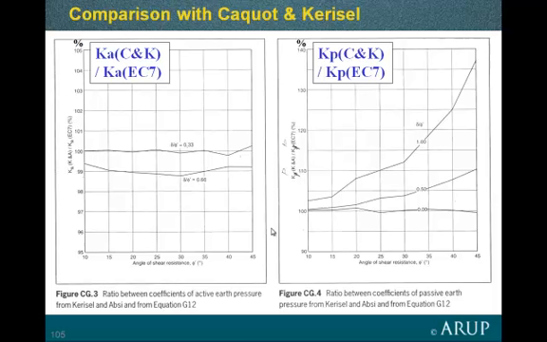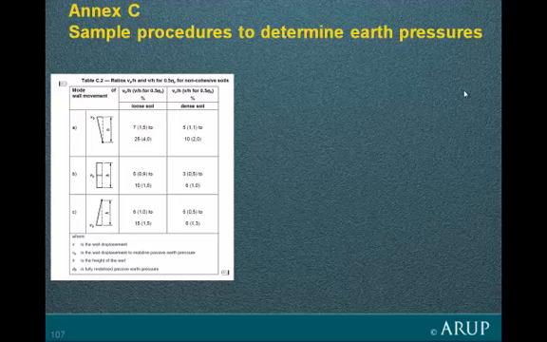Simpson and Driscoll also provide a comparison between Kerisel and Absi and the charts, and you see here that when delta over phi is fairly high and phi is high, then on the passive side Kerisel and Absi give considerably higher values, 130% of the value found from the formulae in Eurocode 7. So Kerisel and Absi are potentially unsafe, I think, in those extreme cases.